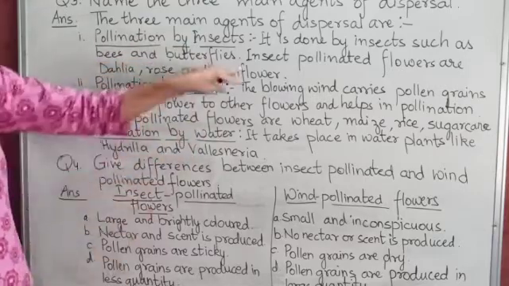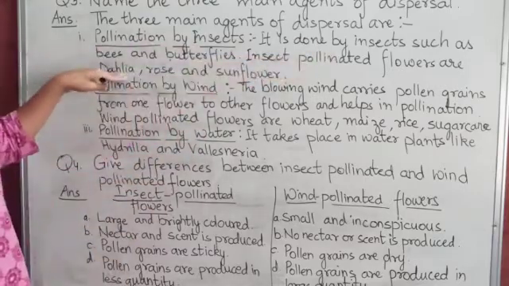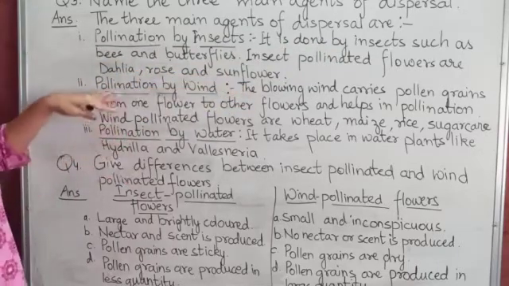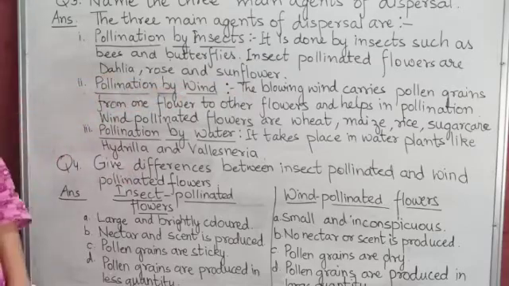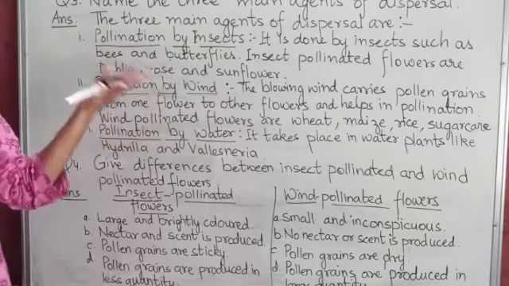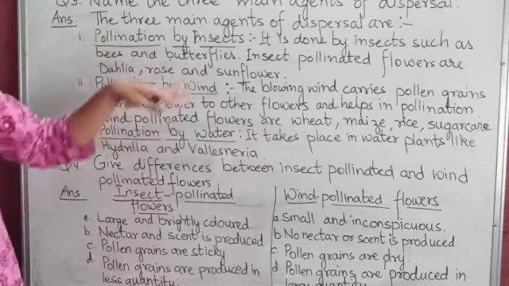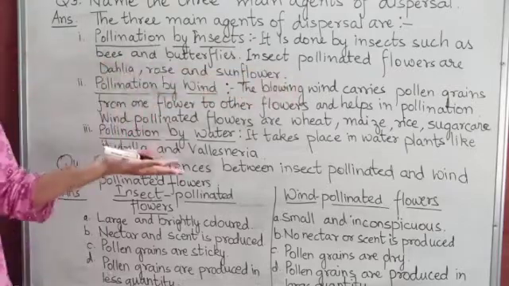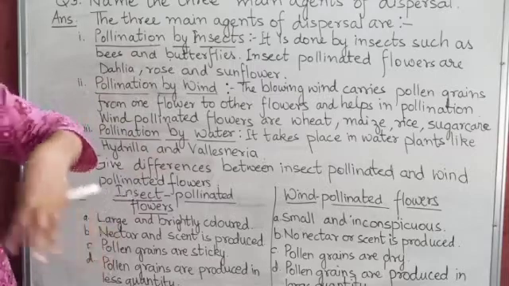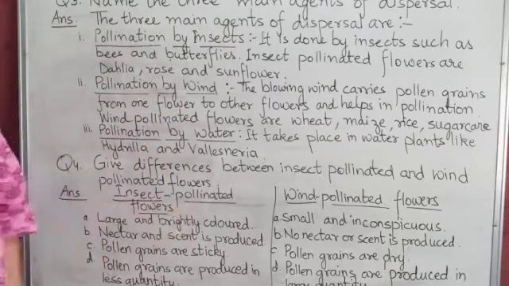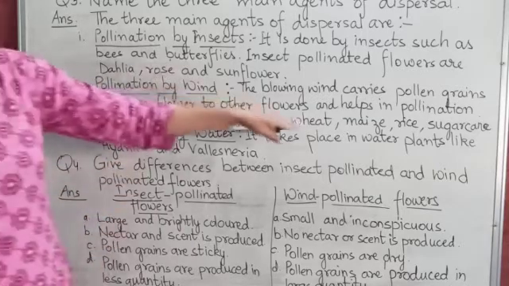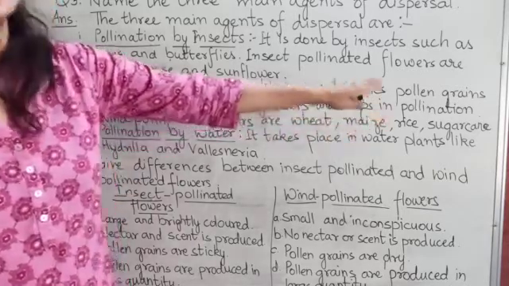Now insect pollinated flowers are dahlia, rose and sunflower. Now comes pollination by wind. The blowing wind also carries pollen grains. Pollen grains are very light. So the blowing wind carries pollen grains from one flower to other flowers and thus it helps in pollination. Wind pollinated flowers are wheat, maize, rice, sugarcane.